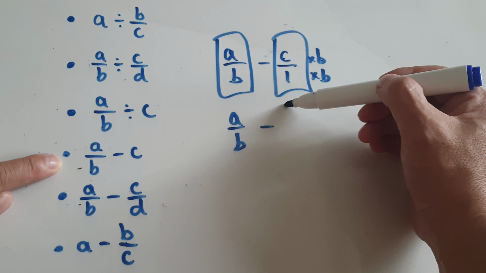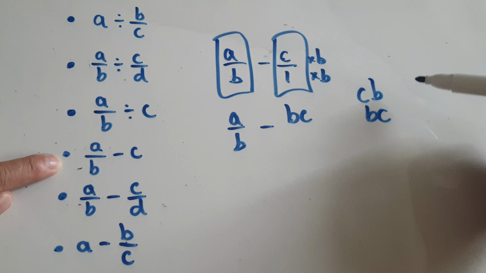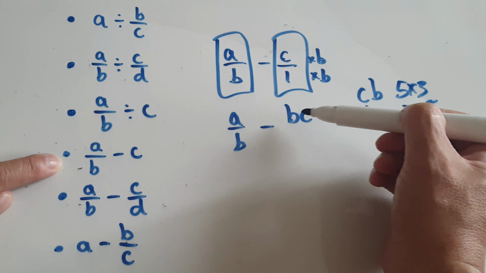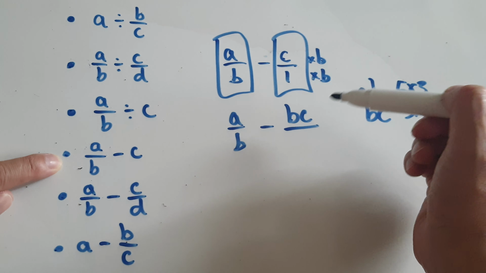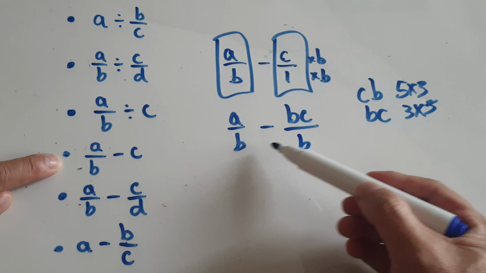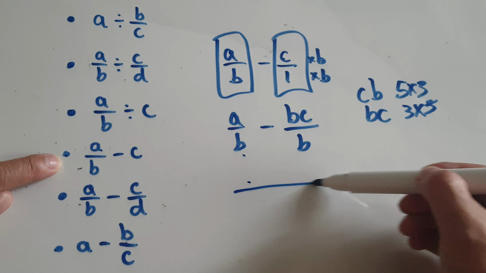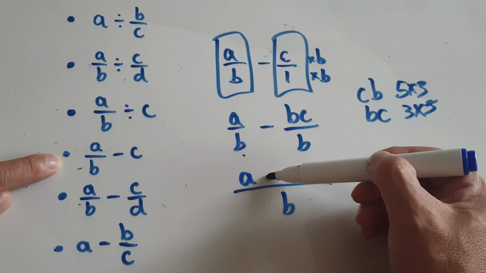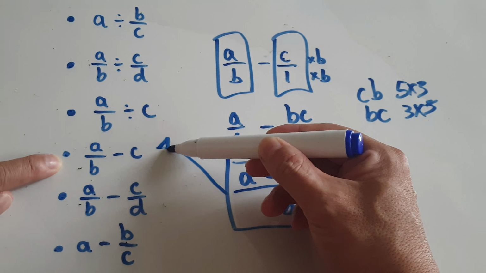So this thing here stays the same, and then you take away this times this will be bc. Remember, c times b is the same as b times c. It's just like 5 times 3 is the same as 3 times 5. Well, you can switch them around. Anyway, this times this will be bc. 1 times b will be b. So now the two denominators are the same. You can merge them together. So that will then become, merge them together over b, and then a minus bc. This is the answer to the fourth one.